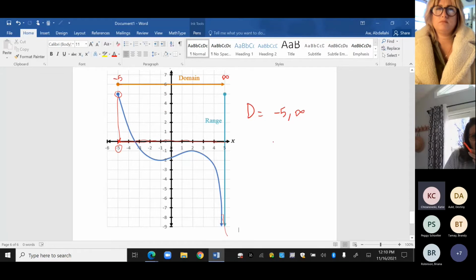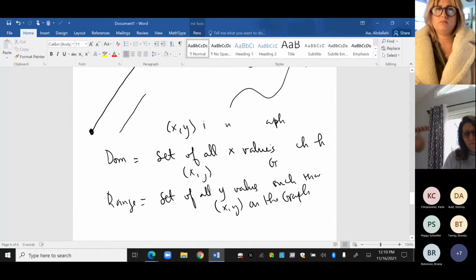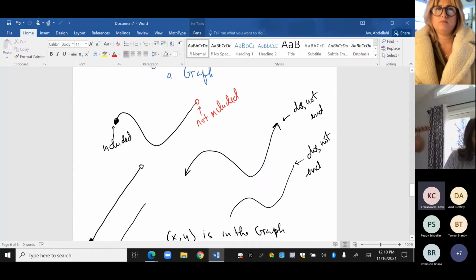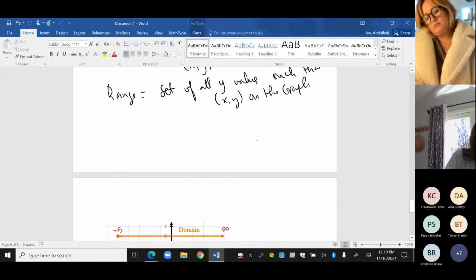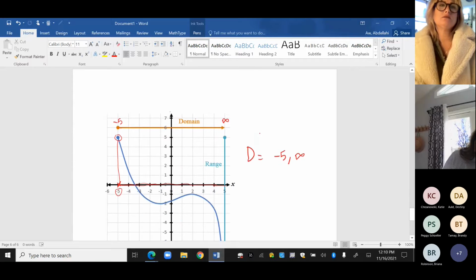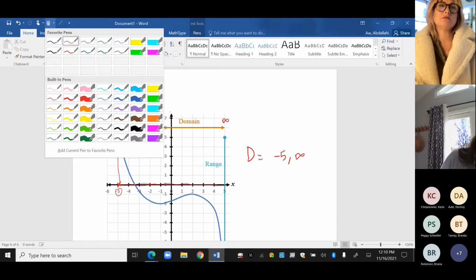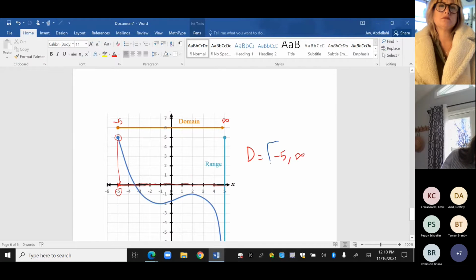What did we say here? Yes, it should be included, right? Exactly. It is a solid dot. To say it is included, we put a bracket. The bracket means the -5 is included. Infinity is not a number. Since infinity is not a number, I have to put parentheses, right? Always.